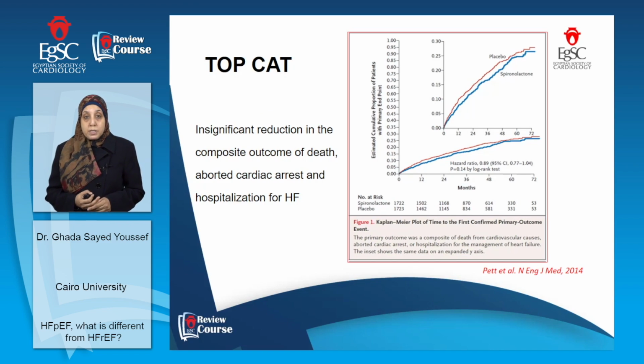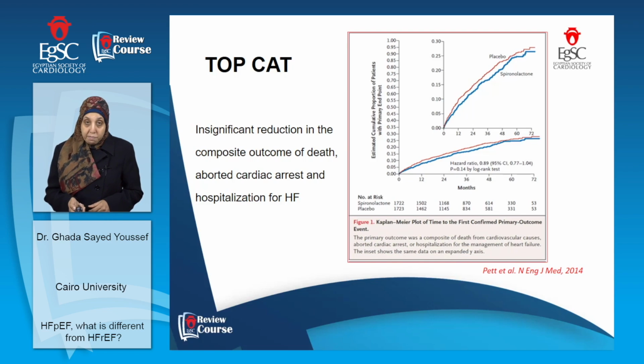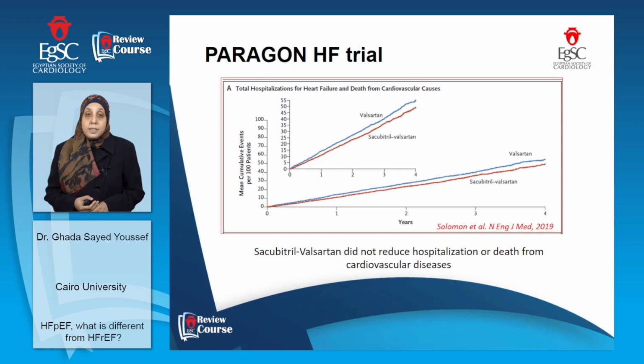One of these famous trials is the TOPCAT trial, which tested the effect of spironolactone versus placebo in patients with HFpEF. The result was an insignificant reduction in the composite outcome of death, aborted cardiac arrest, and hospitalization for heart failure, and they did not recommend the use of spironolactone in patients with HFpEF. Another trial is the PARAGON heart failure trial, which tested the effect of sacubitril valsartan. We know sacubitril valsartan has mortality and hospitalization benefit in patients with HFrEF, while in HFpEF it doesn't show this effect.